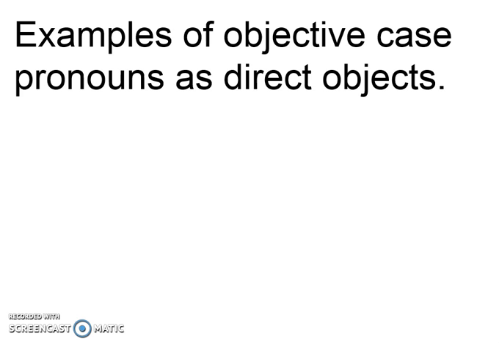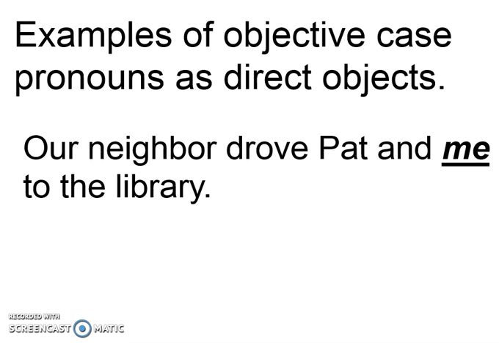Here's another example of a pronoun functioning as a direct object. Our neighbor drove Pat and me to the library. Whom did our neighbor drive? Pat and me. Therefore, me functions as a direct object. It tells whom our neighbor drove.